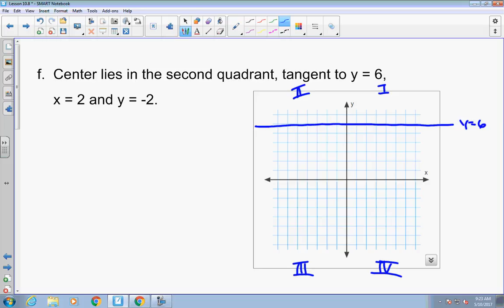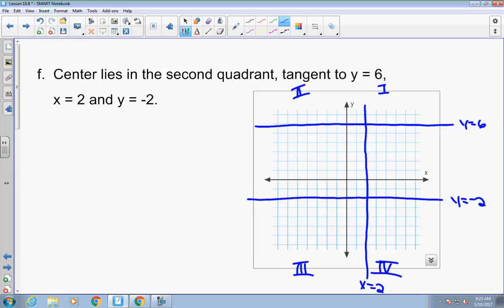Then it says x equals 2. What kind of line is that? Vertical, and it goes through 2, right? So there is x equals 2. All right, and then y equals negative 2. What kind of line is that? Horizontal. Negative 2.